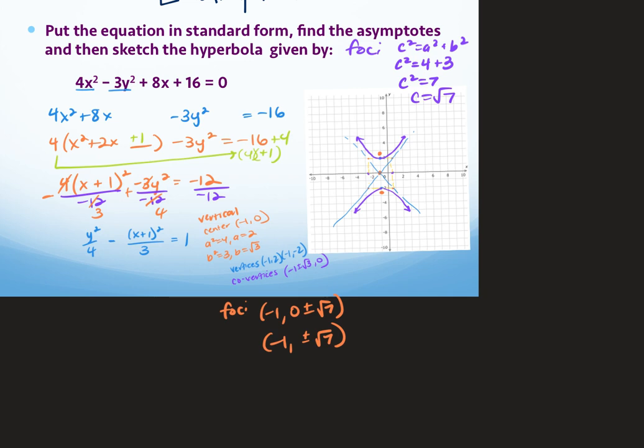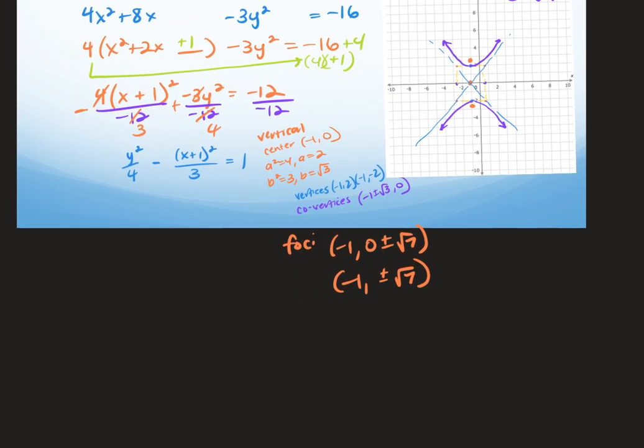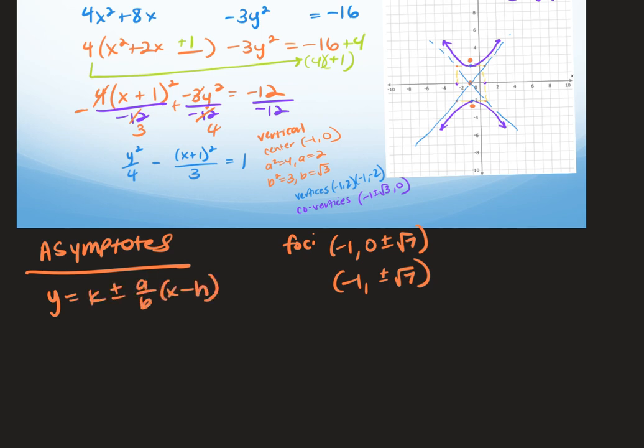And then it asks for the asymptotes here. So is this an A over B or B over A? A over B. Why? Vertical. Vertical is A over B. So y equals k plus and minus a over b times x minus h. Y would equal my k, which is 0, plus and minus my a, which is 2, over my b, which is square root 3, times x minus a -1, which becomes x plus 1.